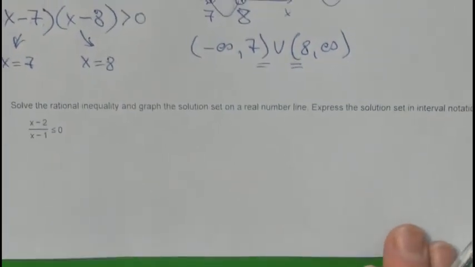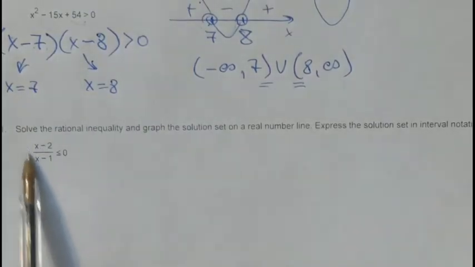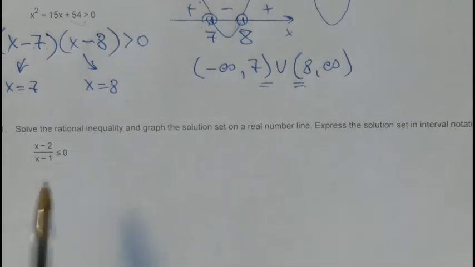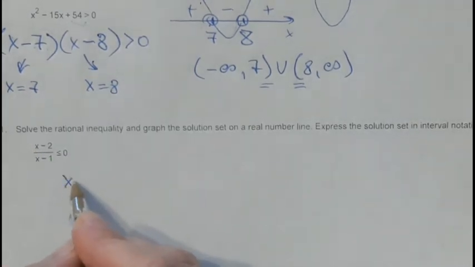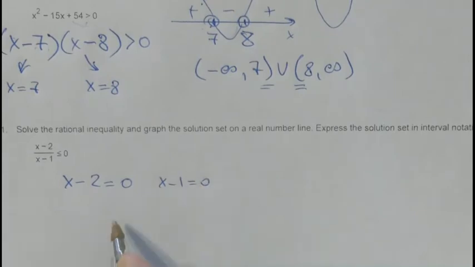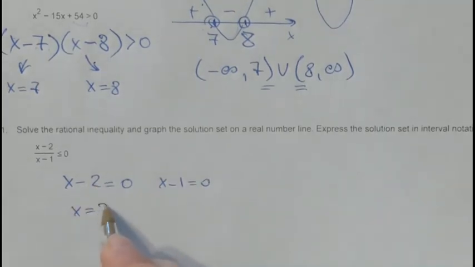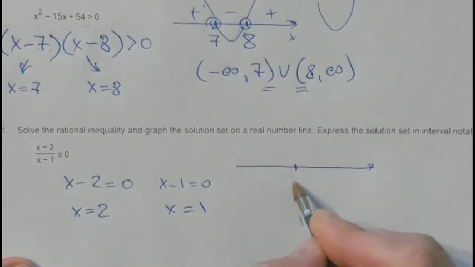And the rational function, rational inequality. So here we also see the boundary points at once. So the boundary points are the zeros of the numerator, x minus 2 equal to 0, and the zeros of the denominator, x minus 1 equal to 0. So if you solve this, then x equal to 2 and x equal to 1. We have two boundary points, 1 and 2.